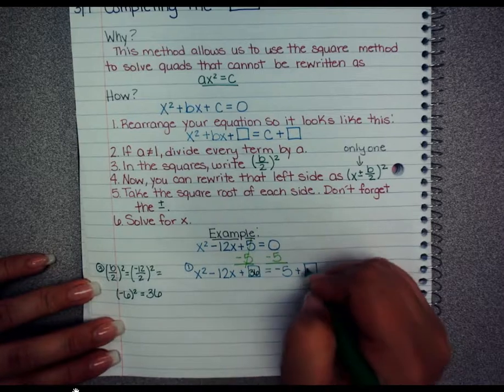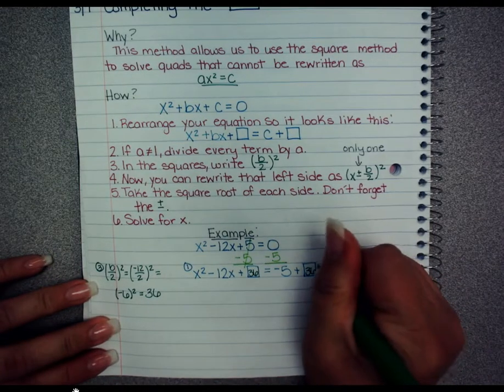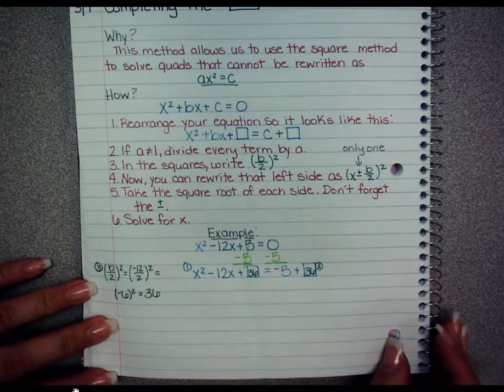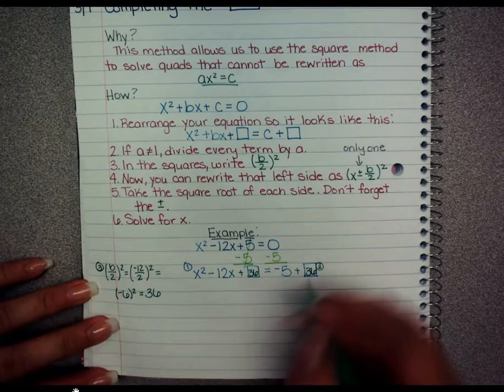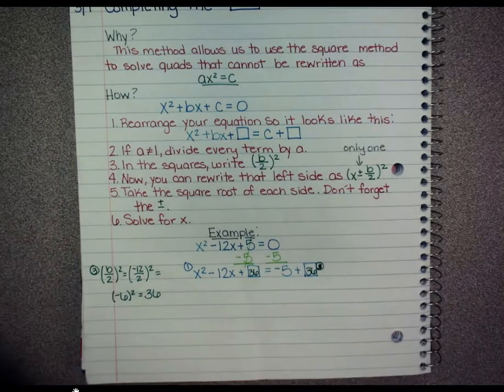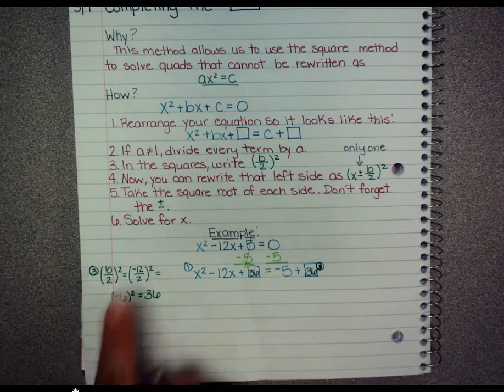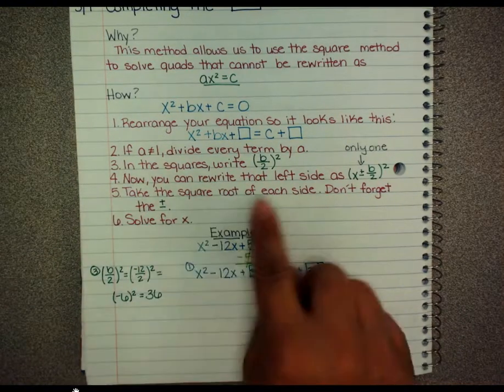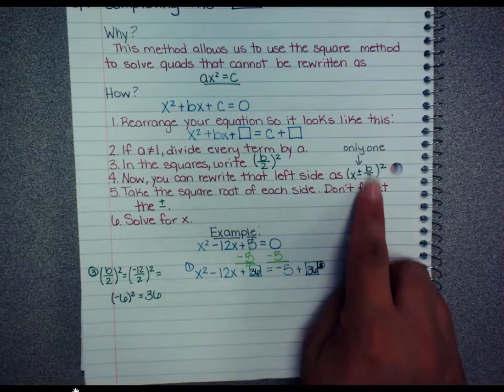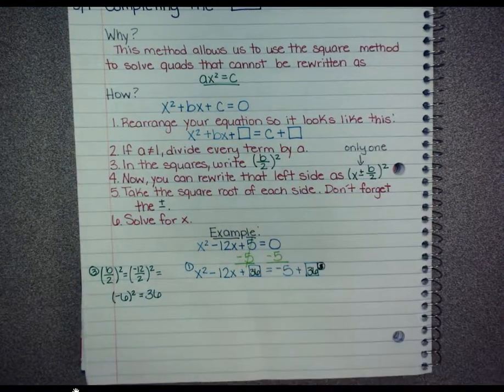So we're going to write our positive 36 into each box. So that's step 3. Now we got our squares. Now you can rewrite the left side as x plus or minus a number, squared.